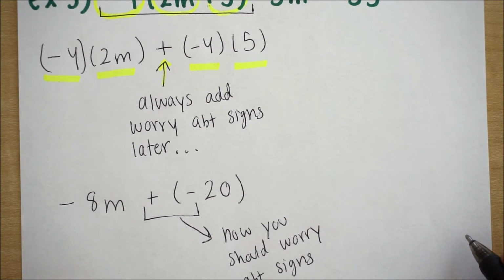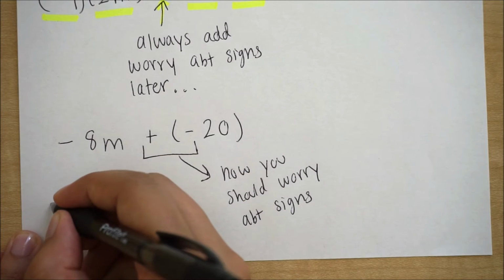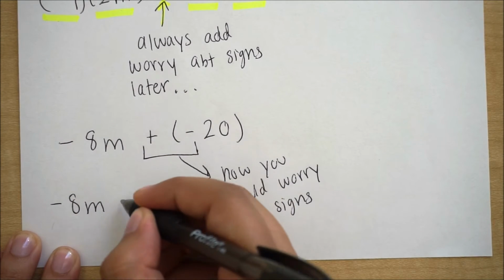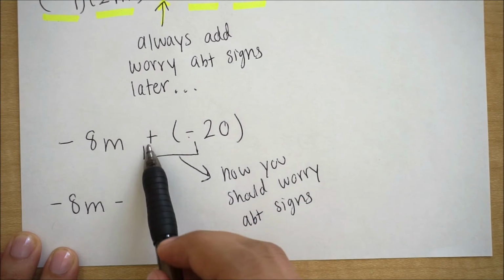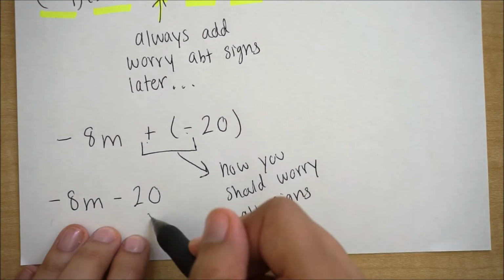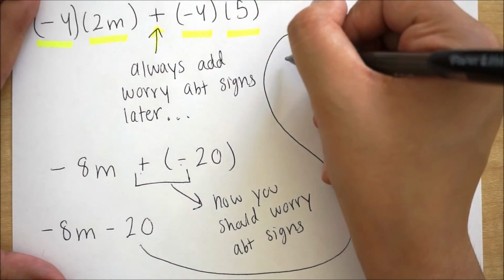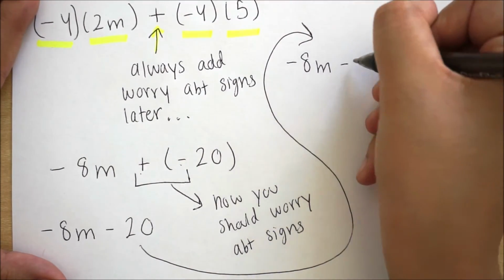So a negative number plus a negative number gives you a more negative number. Essentially, you're just doing negative 8m minus 20. So the negative will overpower that positive sign. All right, from here, we only did one segment. Now we have to do the rest of the problem.